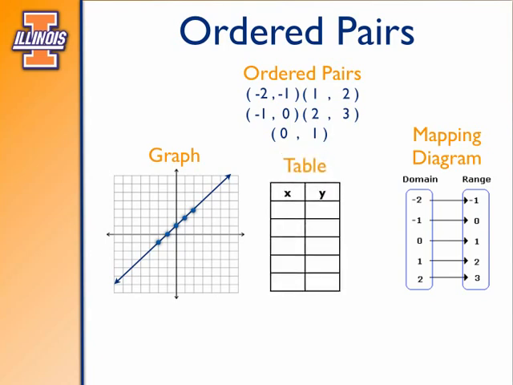And last but not least, I can create a table. And a table is probably the most easy because all I have to do is basically rewrite the ordered pairs on each row. So I have -2, -1, -1, 0, 0, 1, 1, 2, and 2, 3.